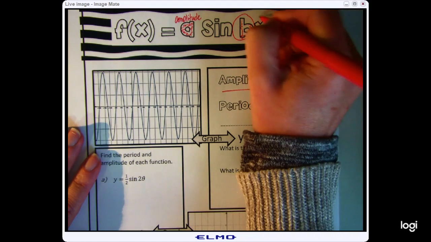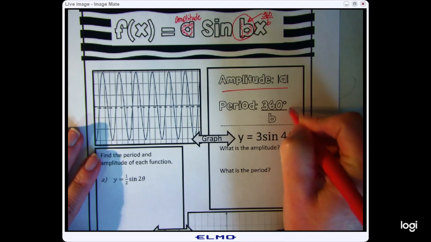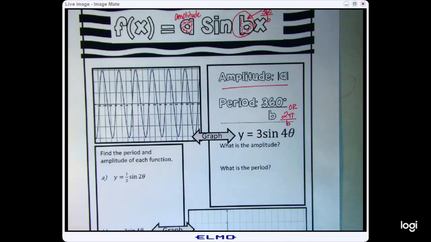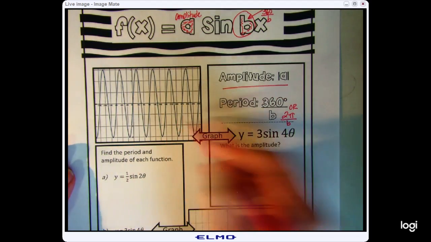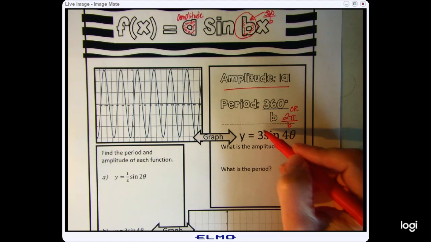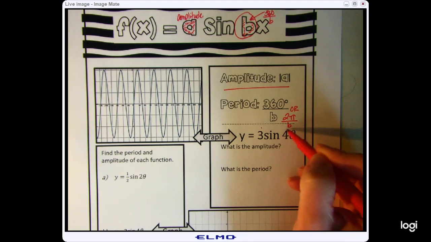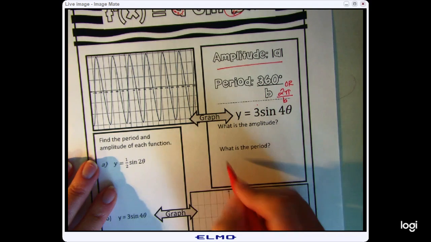So 360 divided by B, or if we're in radians, 2 pi divided by B. That's how I figure out my period. All right, look at this guy. How come it's not that long, elegant curve that we graphed just a second ago? Well, let's see. What happened here? What's going on here? Let's figure out the period. This is in degrees, so I'm going to go in degrees.